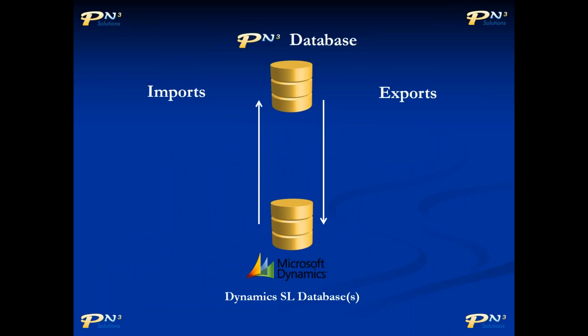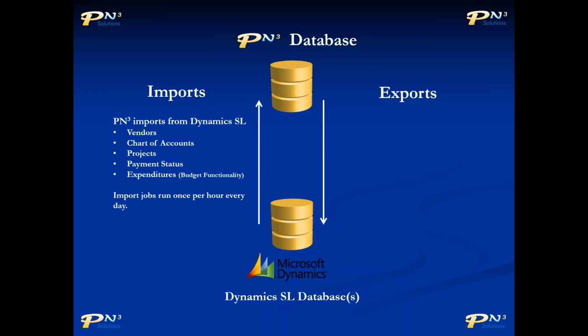PN3 runs over Microsoft SQL Server just like Dynamics SL. So all of your active vendors, your chart of accounts data, your project data, payment status of transactions, and budget data is seamlessly imported into PN3 without user action. PN3 also exports approved invoices, payment requests, and expense reports into Dynamics SL after they're fully approved based upon the workflow that you configure, reviewed by AP, and then they're passed over into unposted batches into Dynamics SL.